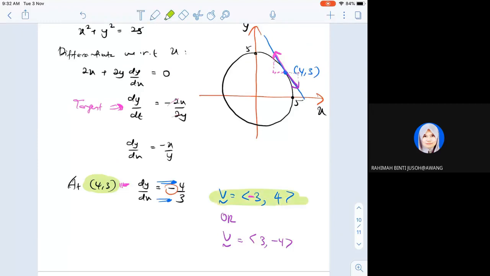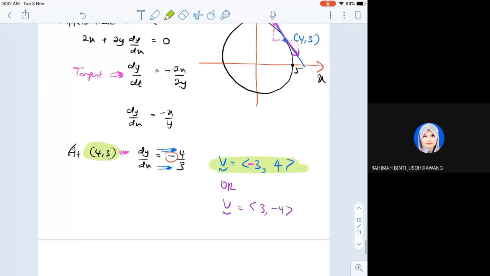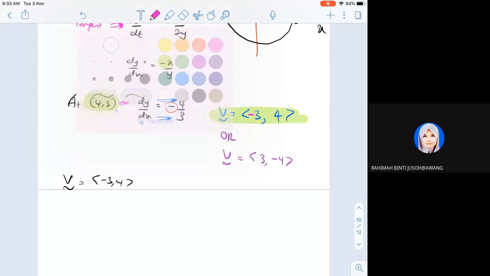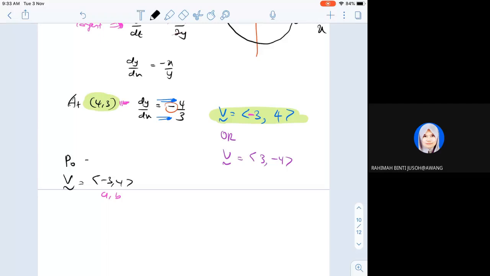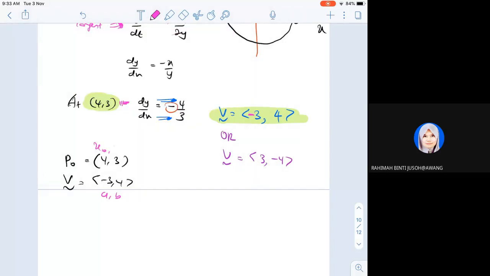Let's say we take the positive one, easy. We take the upward one. So we have V equals to negative 3 and 4. So this is our A and B. Okay, just now we took P naught equals to 4 and 3. So this is our X naught and Y naught.